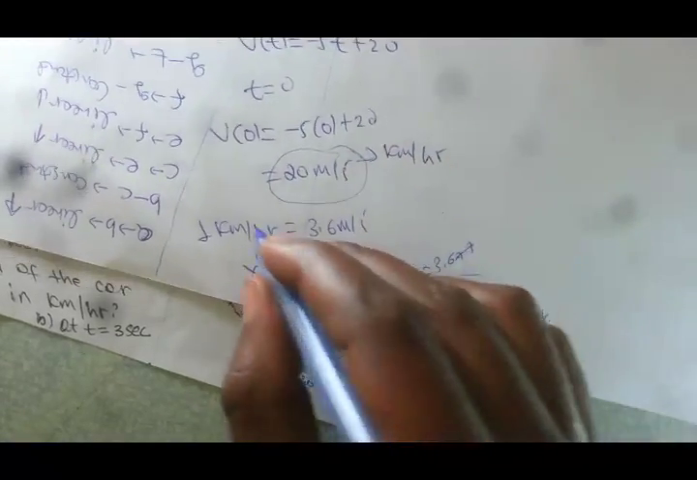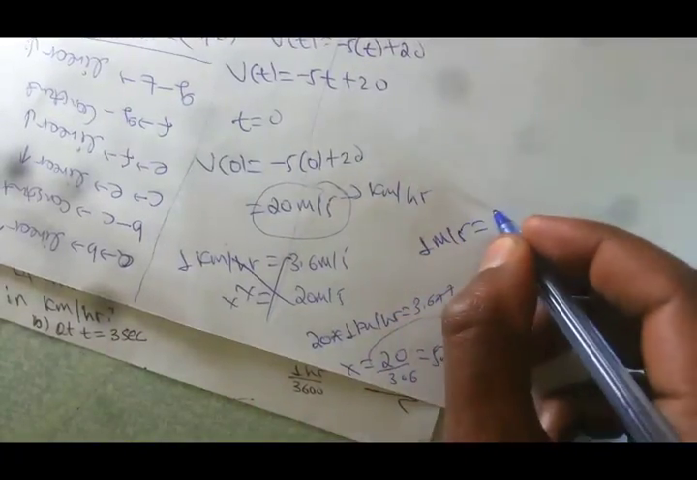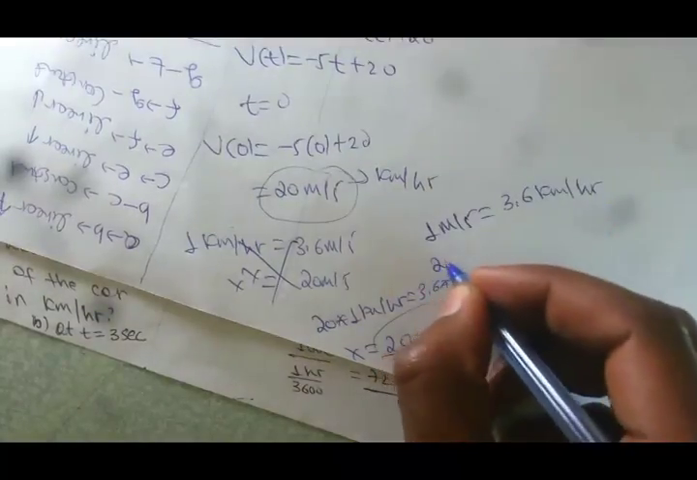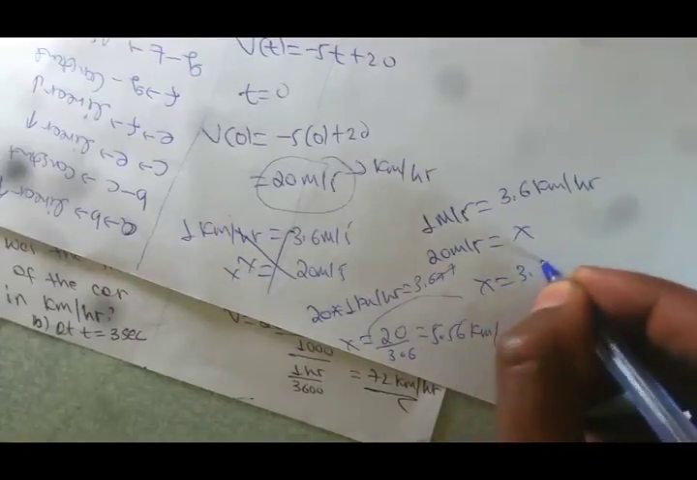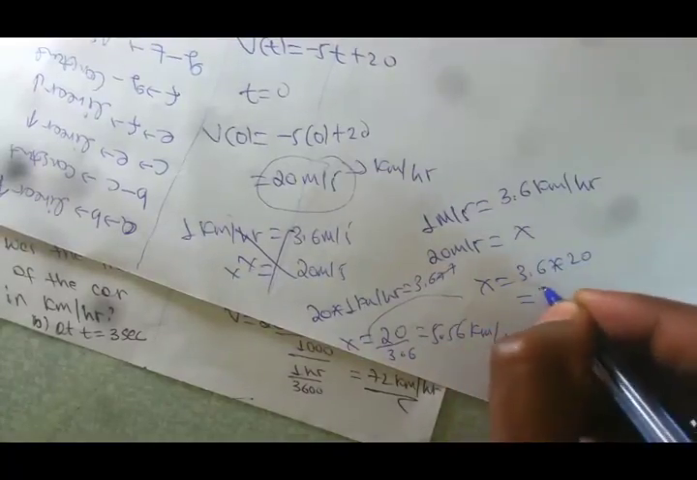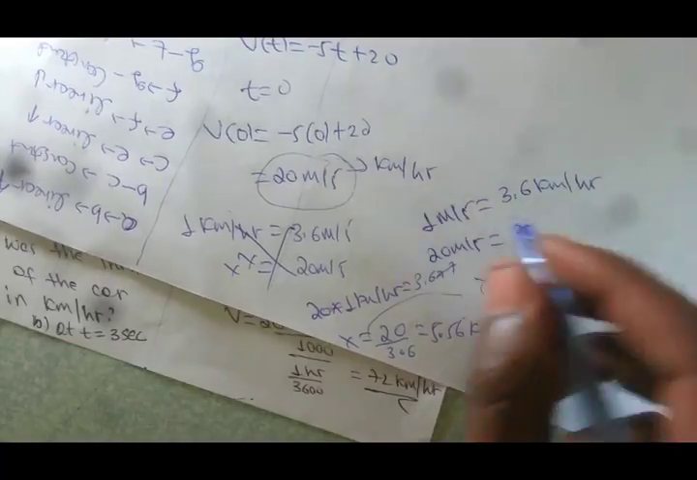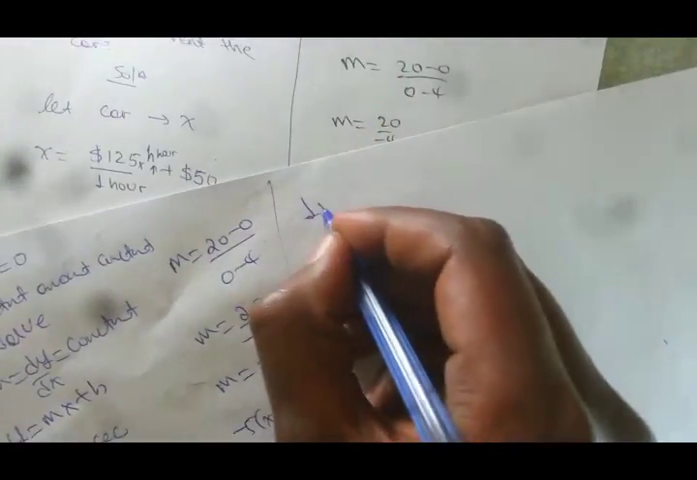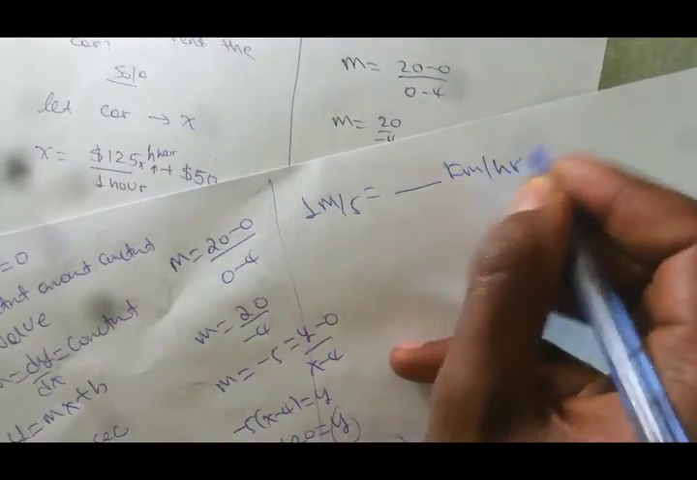No, we made a big mistake. This is wrong. 1 meter per second is 3.6 kilometers per hour. Then 20 meters per second is equal to x. Therefore x is equal to 3.6 times 20, which is equal to 72 kilometers per hour. We can also prove that 1 meter per second is 3.6 kilometers per hour. Let's prove it. 1 meter per second is how many kilometers per hour?